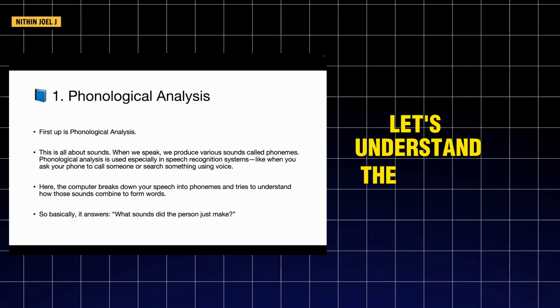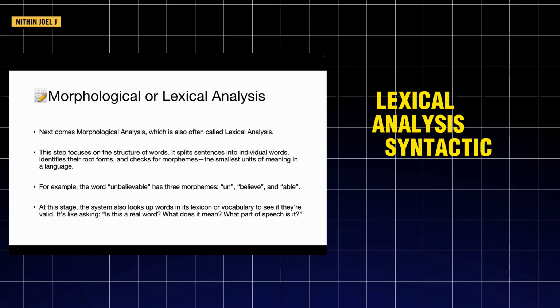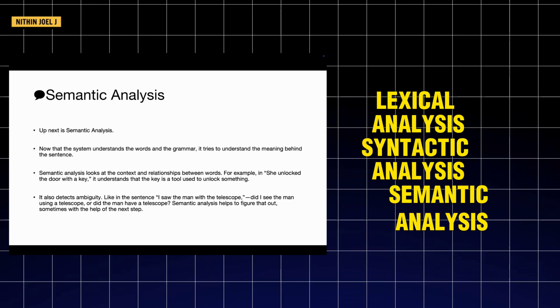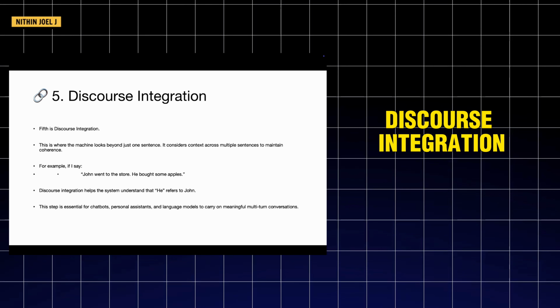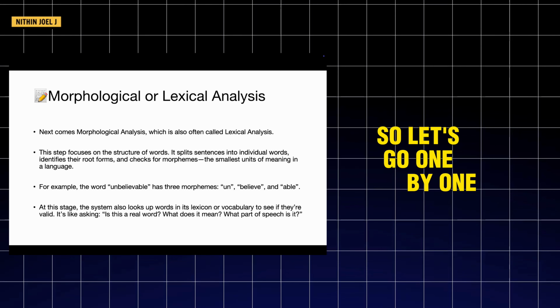Let's understand the processing stages in NLP. We have processing stages in NLP, and they are phonological analysis, lexical analysis, syntactic analysis, semantic analysis, discourse integration, and pragmatic analysis. So let's go one by one.